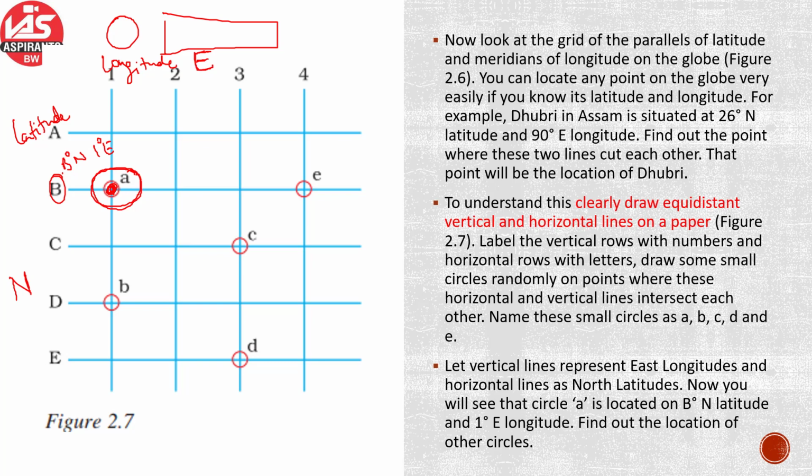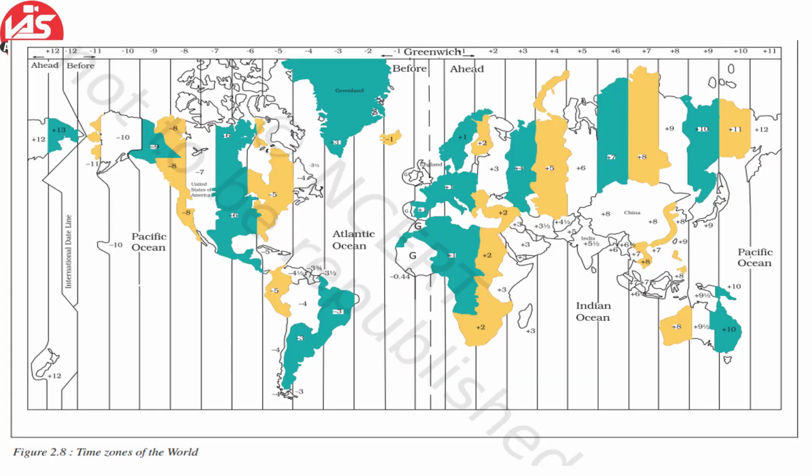So if you see here, if we talk about Dhubri in Assam, okay, it is situated 26 degree north latitude, 90 degree east longitude. Okay, let's move forward. Now you can see here, I told you this is the 0 degree, right, and this is where the British Royal Observatory in Greenwich is located, and this is our prime meridian.